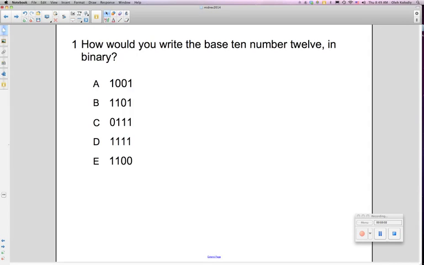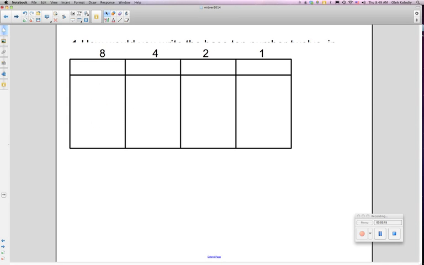So for example, how would you write the base 10 number 12 in binary? Stop the video and see if you can answer this. To answer the question, you really need to know what the place values are. So if you have 12 objects, how many groups of 8 can you make out of that 12? Can you make one group of 8? Yeah, you can make one group of 8. How many would you have left over? Well, you would have 4 left over.